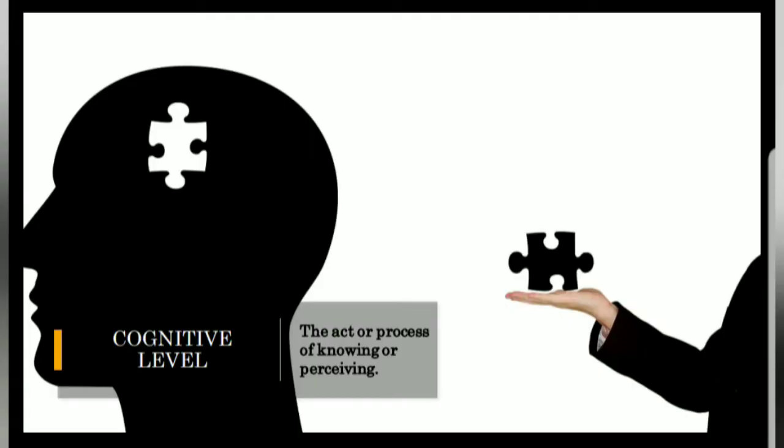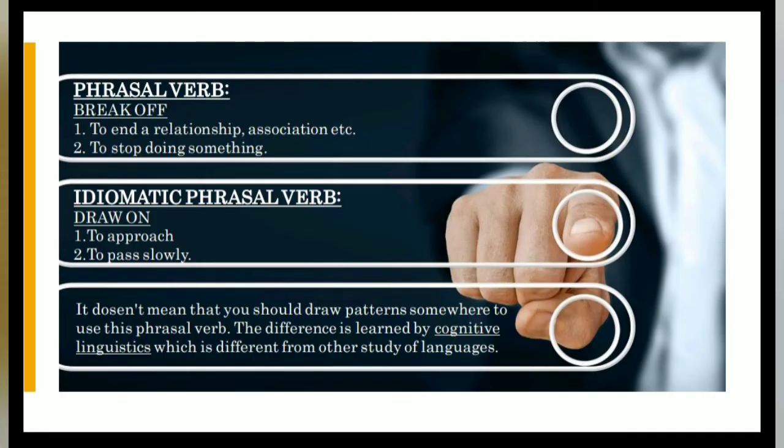Now let's first discuss what we mean by cognitive level. Well, the meaning of cognitive level is the act or process of knowing or perceiving. We'll discuss it with an example to make your concept clear. So, take the first phrasal verb, that is break off. It has two different meanings.